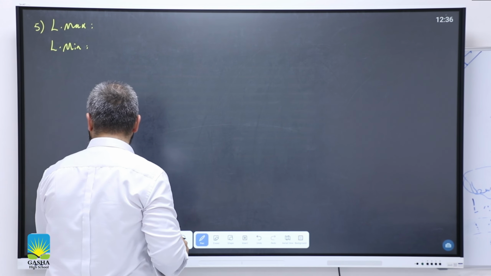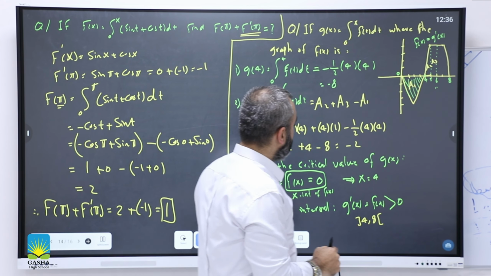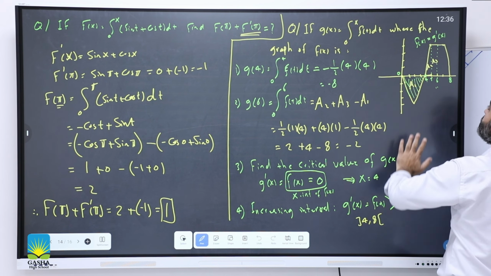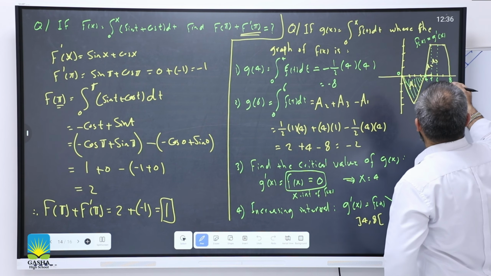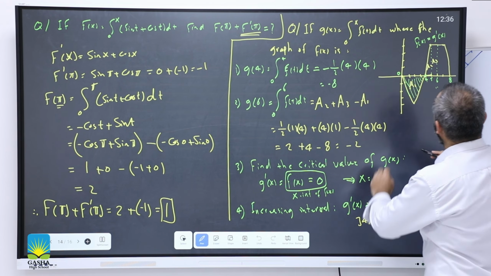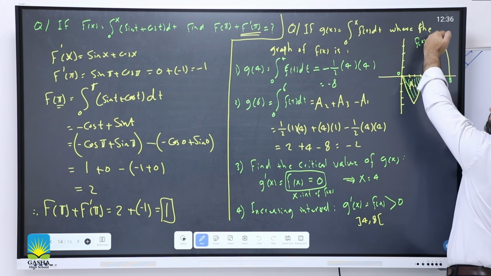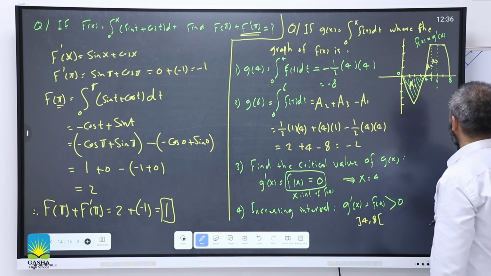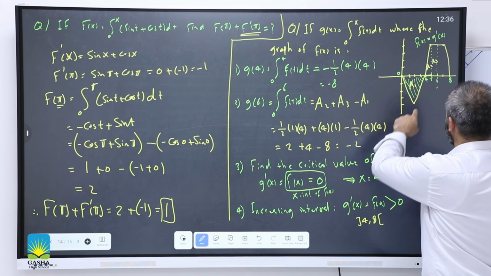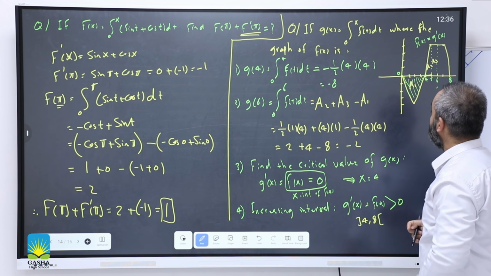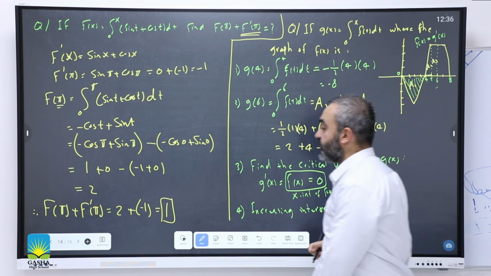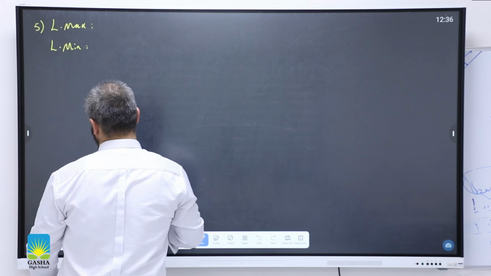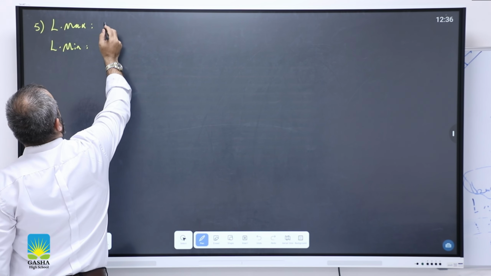Local max in the graph: it is where the function goes from decreasing to increasing. So what is the decrease? Decrease is A1, and the increase is the part above the x-axis. So x equal to 4 is the local max. We have no local min, right? We have no local min here.